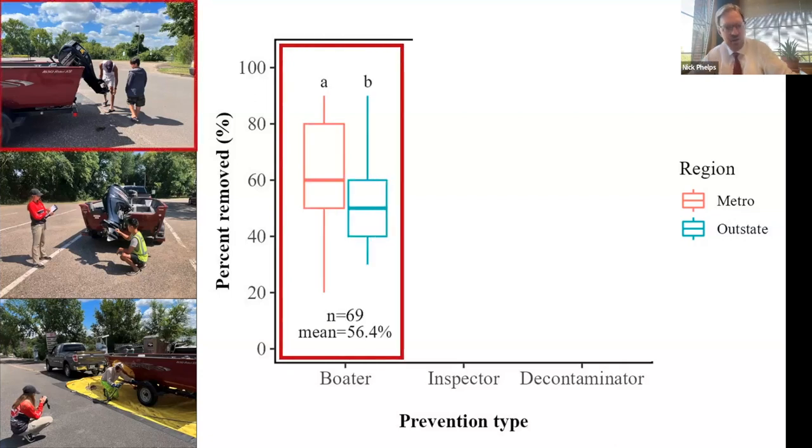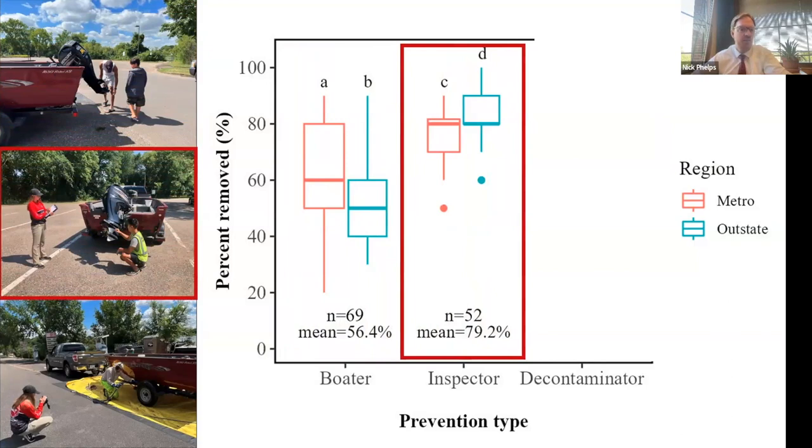So first, the boaters. We had 69 participants from across Minnesota that went through this trial. On average, they removed 56% of the invasive species on the boat. So not as high as some might hope, but it's definitely better than not doing anything. I think this is a good sign that boaters are generally aware of AIS and that they know how to remove more than half of the things that are on the boat.